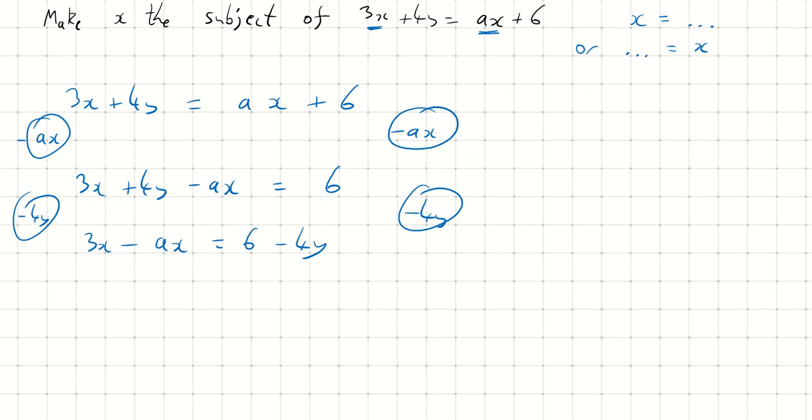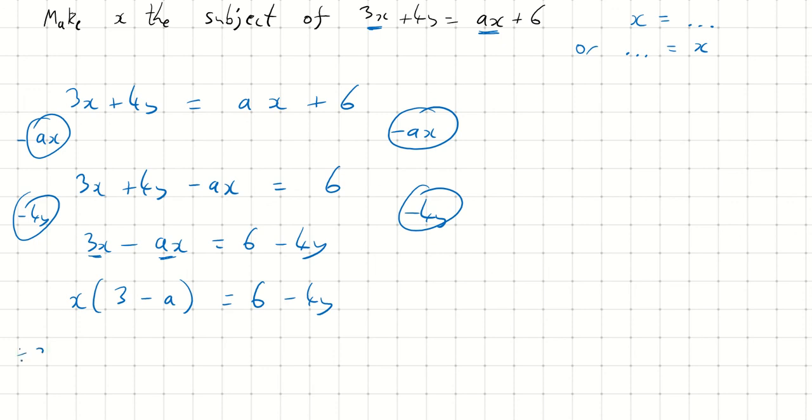Well, what we can do is we can factorise the left-hand side. Both terms on the left-hand side, the 3x here and the ax, they both have an x in them. So we can take x out as a factor and write the left-hand side as 3 minus a times x. And the right-hand side is still 6 minus 4y. And this is a common method if you have x's on both sides. You often have to bring them both to the same side and then factorise that side to get x out as a factor. And now we have x sort of on its own but multiplied by 3 minus a.